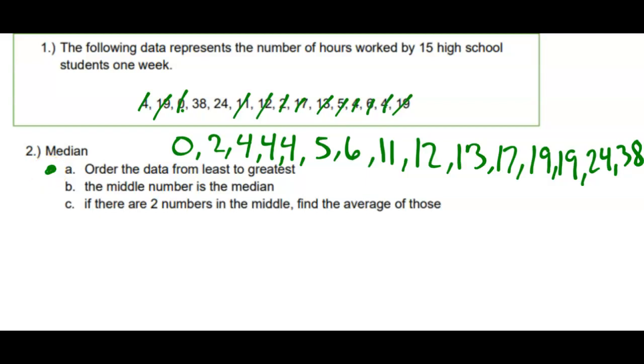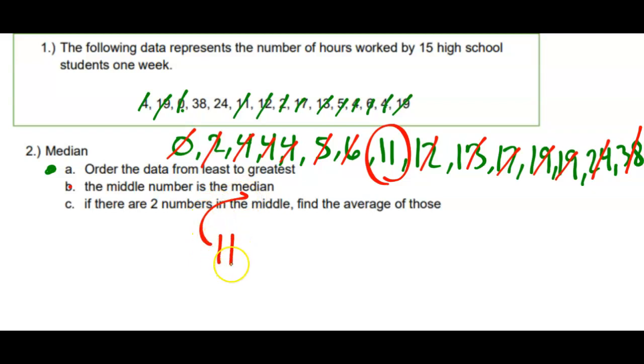So to find the middle number, I'm going to cross off my front number, cross off my back number. Back number, front number, back number. You can do this in any order that you want. Oh, look at that. I've got one single number in the middle, and that's number 11. Okay, so my median is 11.